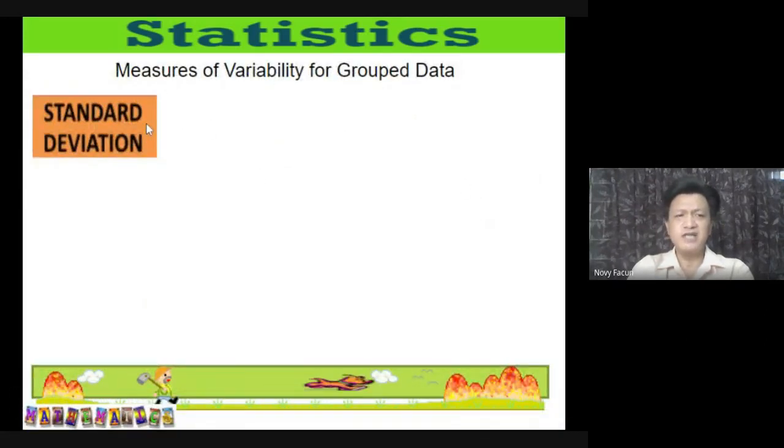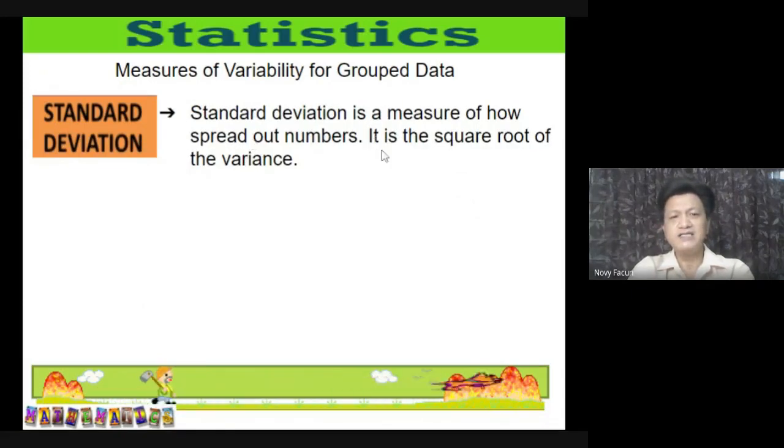With that, let's proceed now to standard deviation. Okay, pag sinabi natin standard deviation, this is the measure of how spread out numbers. It is the square root of the variance. Ibig sabihin kung ano yung nakuha natin kanina doon sa variance, i-square root lang natin para makuha yung standard deviation. Okay, kaya nga yung steps natin dito is similarity.